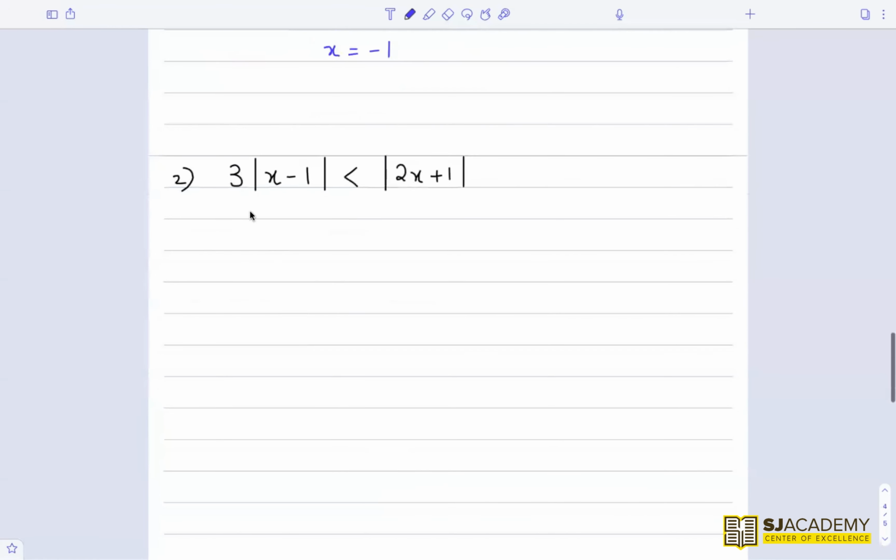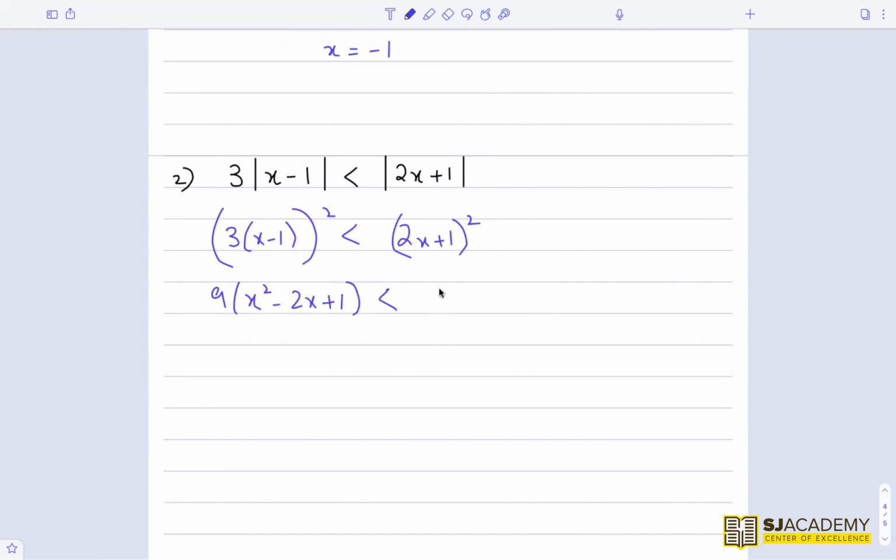In this equation, again, we'll square both the sides. So we'll get 9(x - 1)² less than (2x + 1)². So we get 9(x² - 2x + 1), which is less than 4x² + 4x + 1. Expanding this, we get 9x² - 18x + 9, which is less than 4x² + 4x + 1.